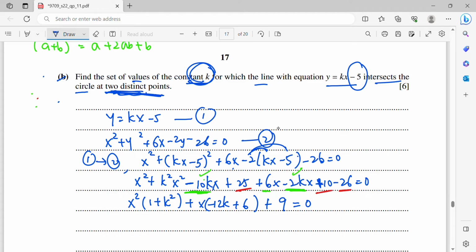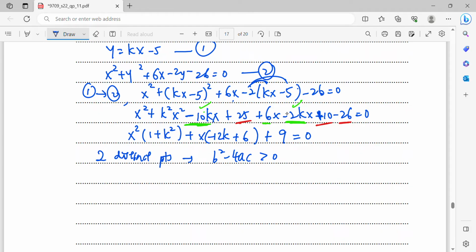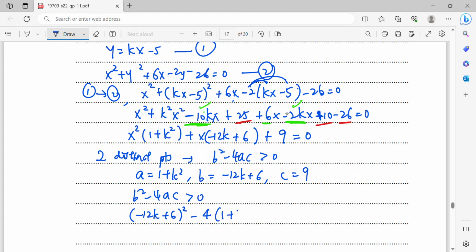So now, two distinct points means b squared minus 4ac is greater than 0. Okay, but before that, let me write down what is my ABC first. So here, I will write my a is 1 plus k squared. My b is minus 12k plus 6. Then my c is 9. So b squared minus 4ac greater than 0. Now replace the k value, the b values, minus 12k plus 6, square it, minus 4. The a is 1 plus k squared. The c is 9.